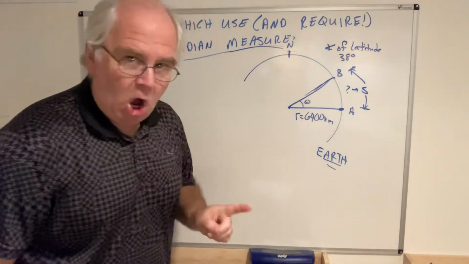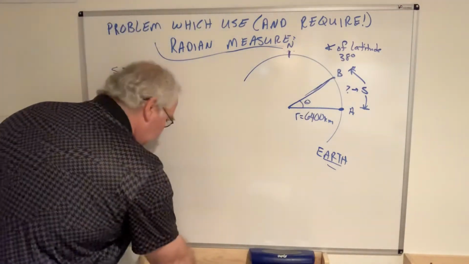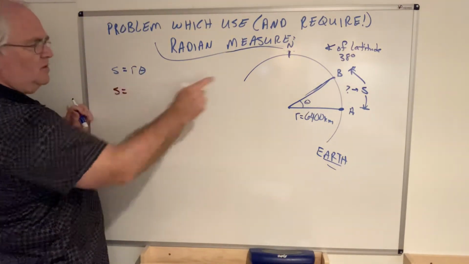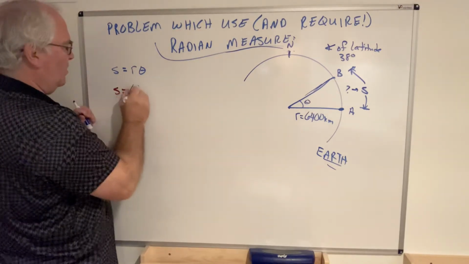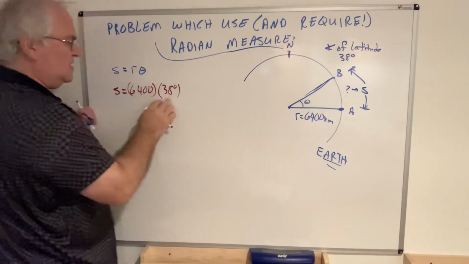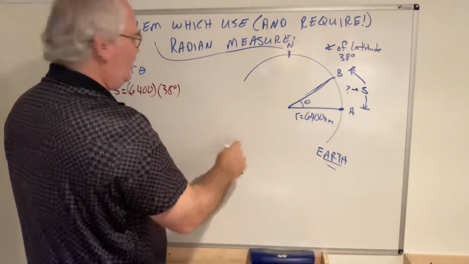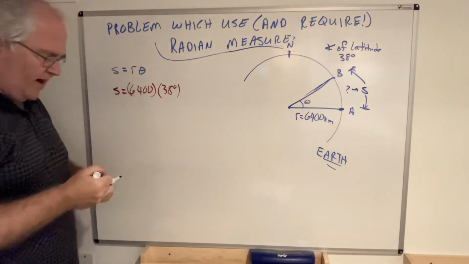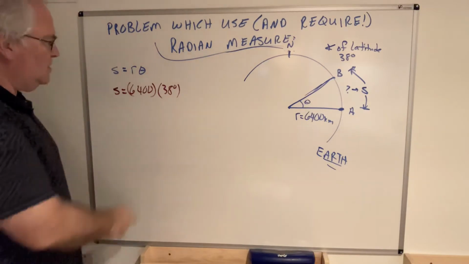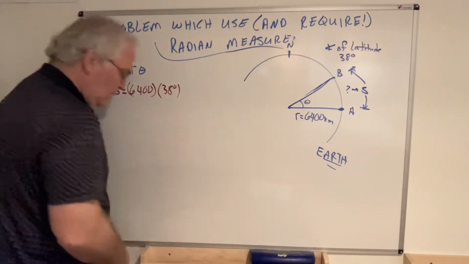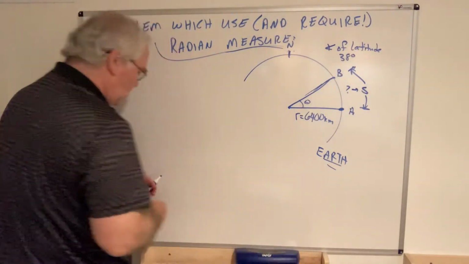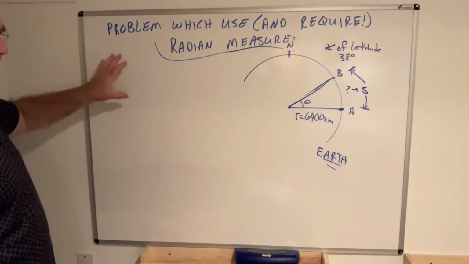What would be wrong, in fact, I'll do this in a different color here, what would be wrong is to say S is equal to R, which is 6,400. That's fine so far. But then if you put in 38 degrees, this is wrong, because this formula requires theta must be in radians. So step 1, convert from degrees to radians. Step 2, plug and chug. The rest of this falls out very straightforwardly.